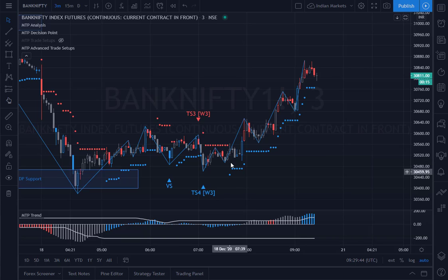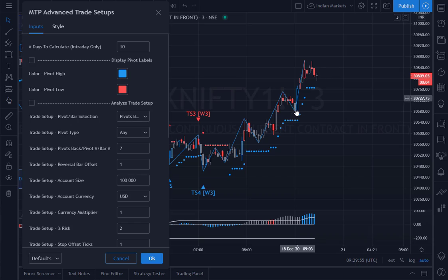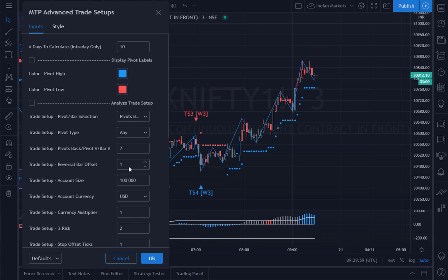So the best trade setup to consider would have been this W3 or wave 3 trade setup. So let's go and place the analysis on it. So for this, how many pivots back is it? It's 1, 2, 3, 4, 5, 6, 7 pivots back, which we have there. It's 1 bar off the pivot.